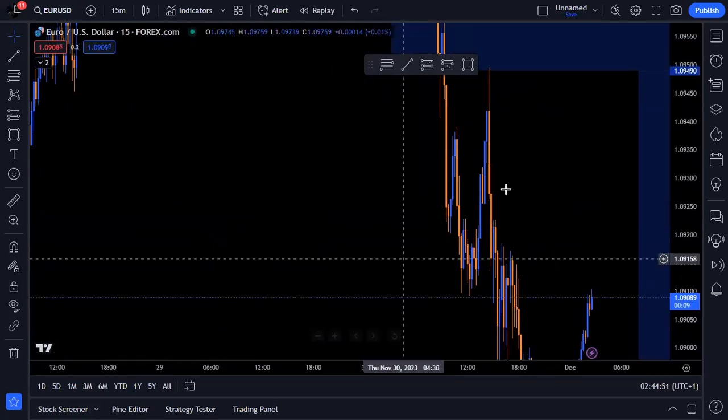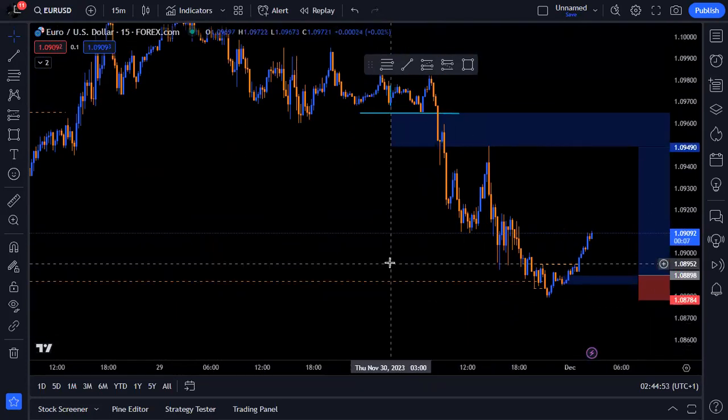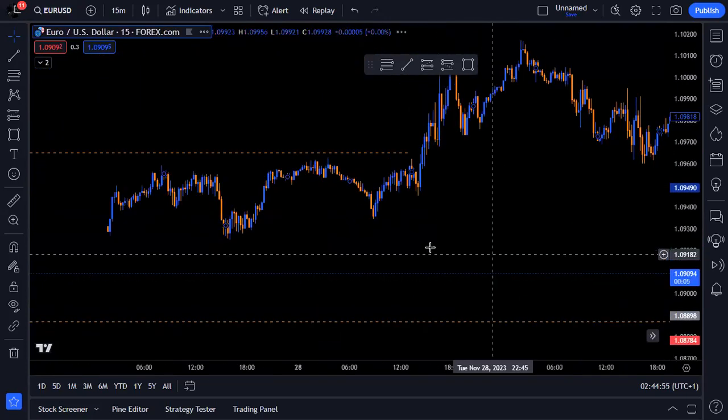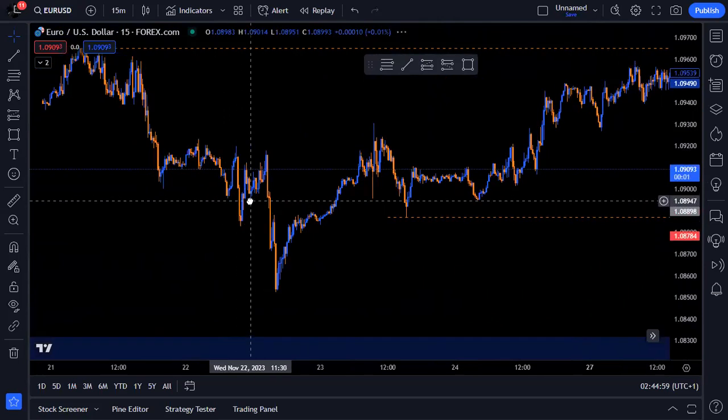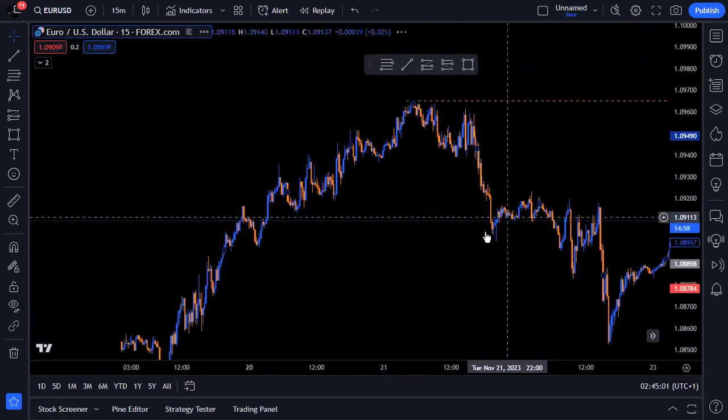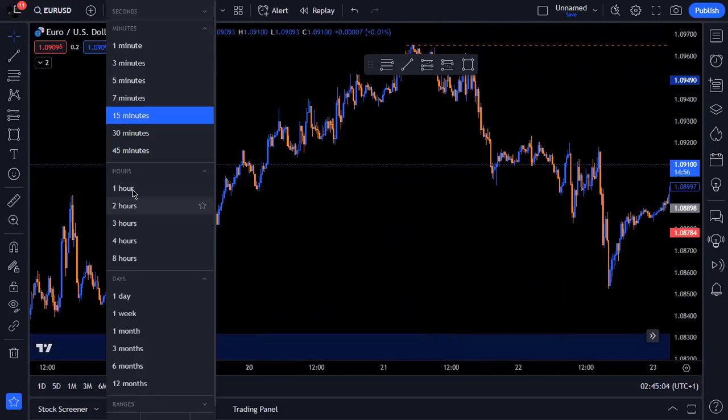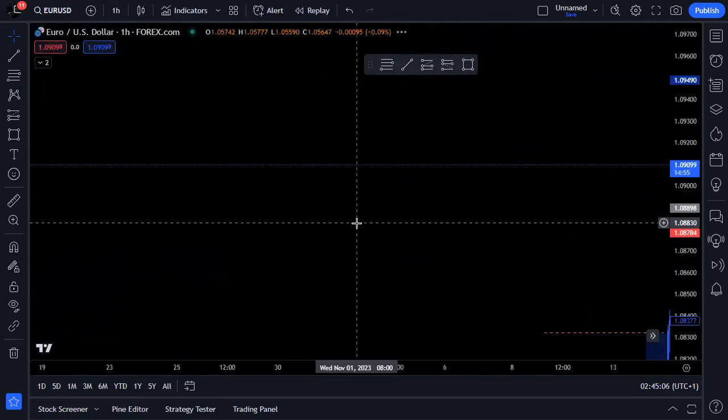Let me look for another example of what I just said and show you an order block plus a fair value gap. What do I mean by that? Let me look for another example and show you. An order block plus a fair value gap gives you strong confirmation. Have that at the back of your mind.